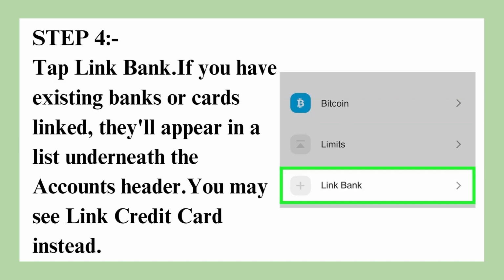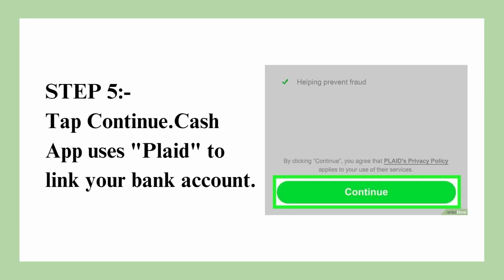Tap Link Bank. If you have existing banks or cards linked, they will appear in a list underneath the account's header. You may see Link Credit Card instead. Then tap Continue. Cash App uses Plaid to link your bank account.